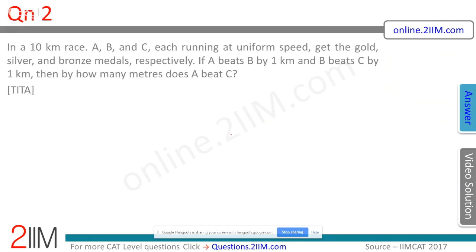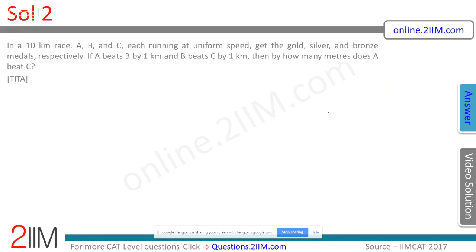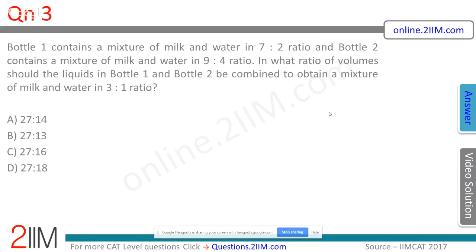Right? Next one, in a 10-kilometer race, A, B, and C, each running at uniform speed, get the gold, silver, and bronze medals. If A beats B by 1 kilometer and B beats C by 1 kilometer, when A runs 10, B runs 9. When B runs 10, C runs 9. How many meters does A beat C? So when A runs 10, B runs 9. So when B has run 9, C would have run 8.1, so in a 10-kilometer race, A defeats C by 1.9 kilometers, 1900 meters. The answer has got to be 1900. Be very careful or you're doing the whole thing and losing marks.